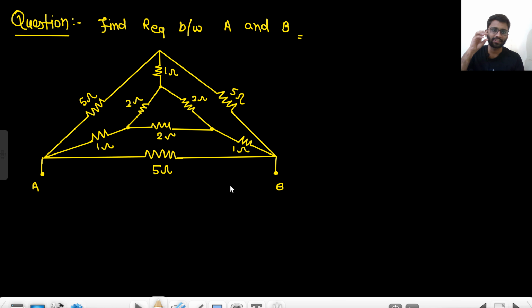So what will you do? You will start from the smallest part. This is the smallest part you can see, I guess, right? And this is a delta, right? So you can convert it to star. So how will you convert it? You can convert it to star like this, from delta to star.